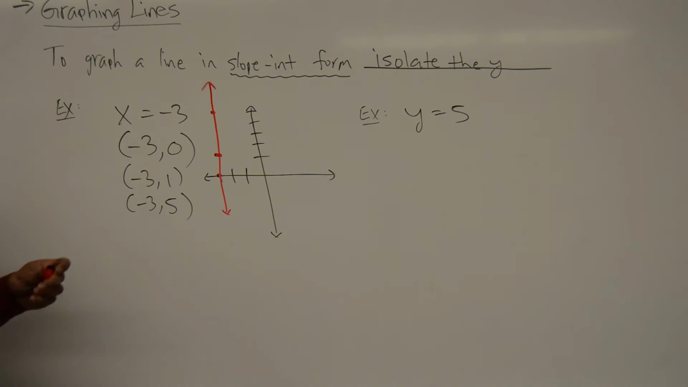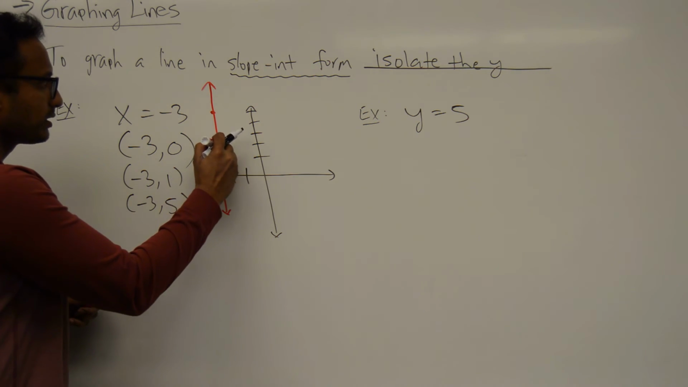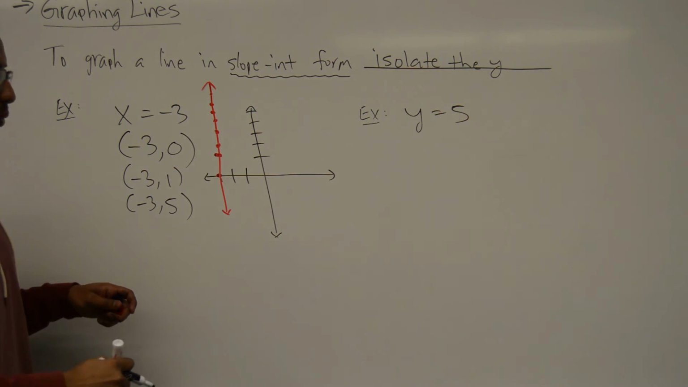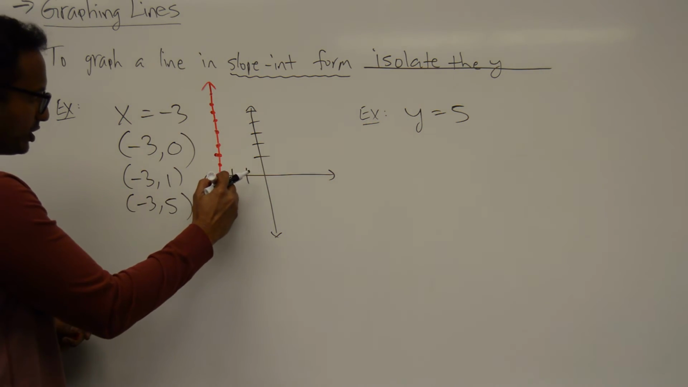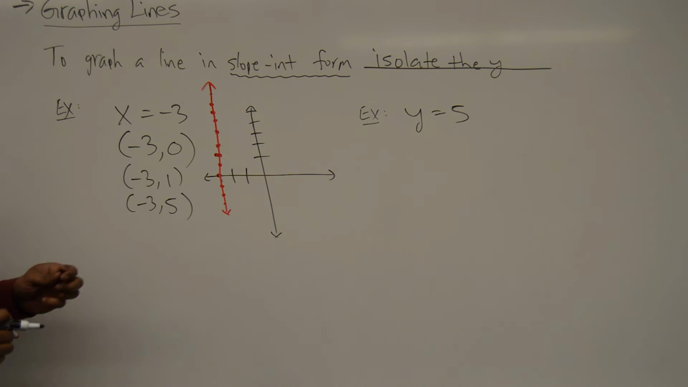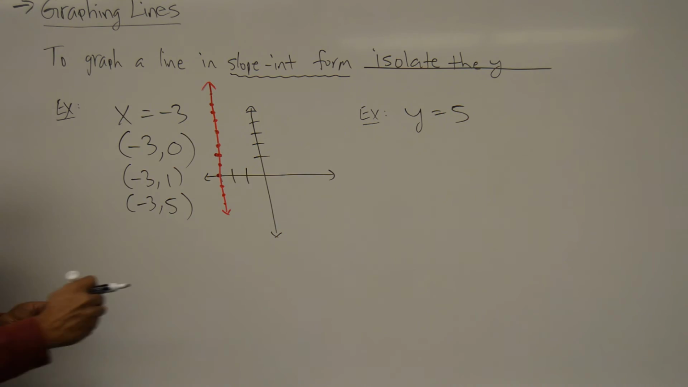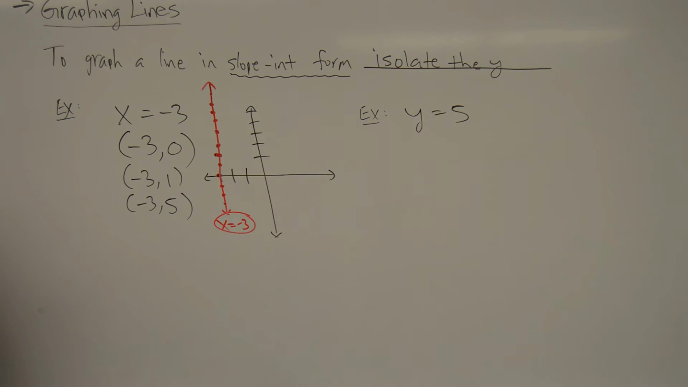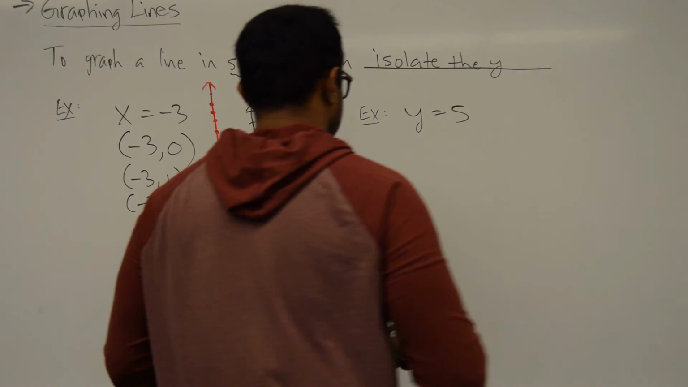Now why is the line vertical? Because every single point, regardless of the y value, look, the y value keeps changing. The y value, the vertical values, they keep changing. But what doesn't change? The x value. At each of the points, the x value is going to be -3. So we get a vertical line, and this line is an equation, x equals -3. The next line is y equals 5.